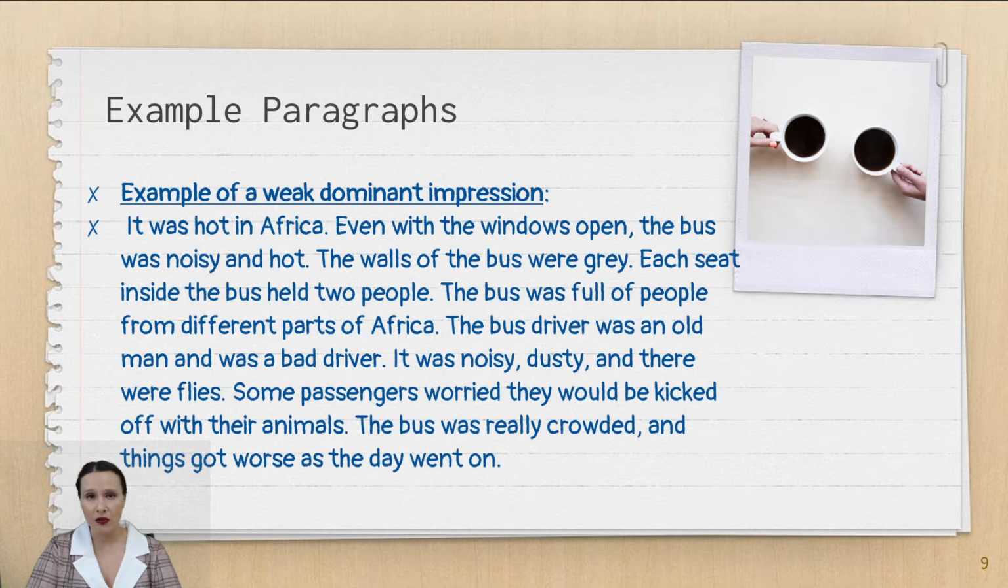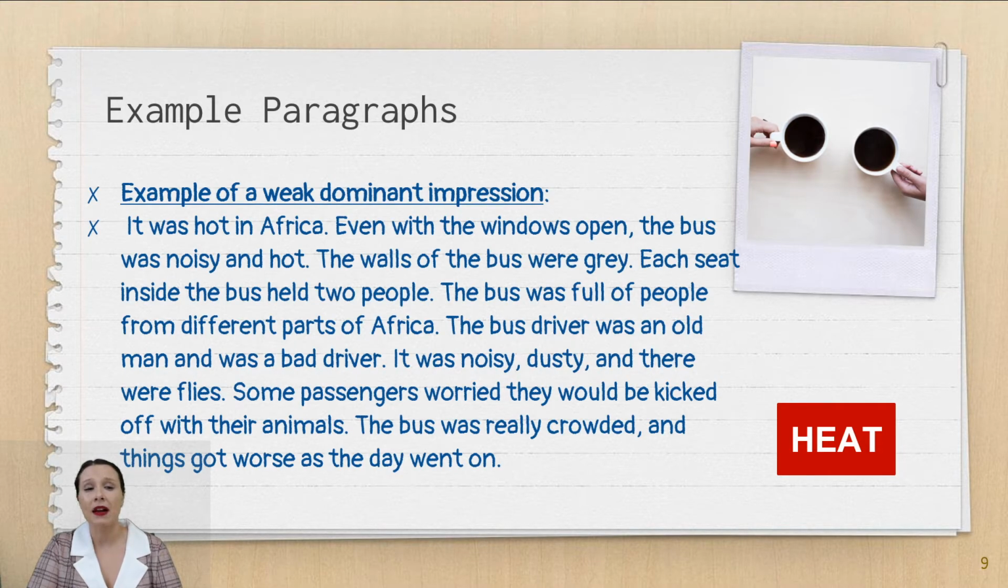There is nothing wrong with this paragraph, but it's just listing a whole bunch of things that have been happening. It doesn't give you much detail, and it's quite boring to read. If you have to think about it and try to identify the dominant impression, it would be heat. It's talking about it being hot in Africa, and a whole bunch of people are sitting on a bus.